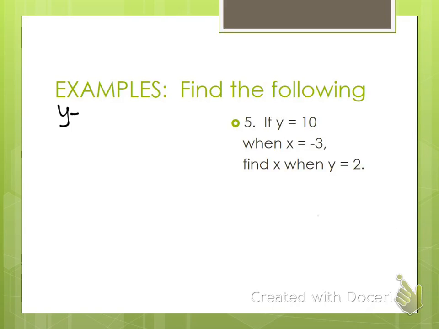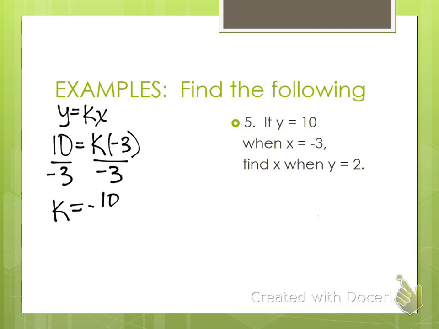So our general equation is y equals kx still. Y equals 10 when x equals negative 3. So I plug in 10 for y. I don't know k yet. I plug in negative 3 for x. Grace, how would I get k by itself? Divide both sides by negative 3. Wonderful.